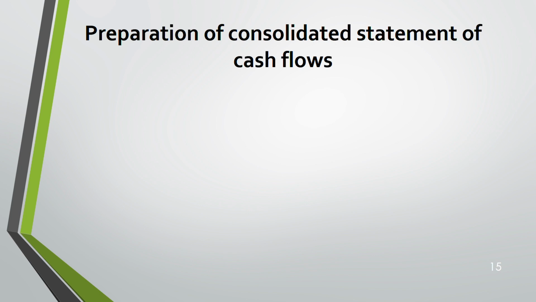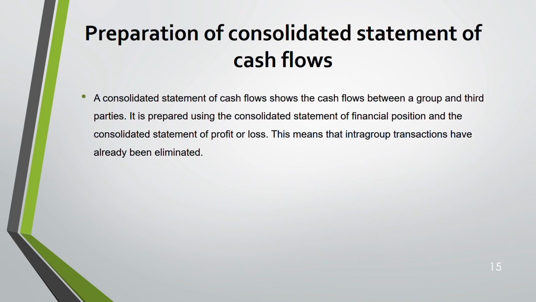So for a consolidated statement of cash flow, you need to know what it includes. A consolidated statement of cash flow shows the cash flow between a group and a third party. So any transactions with your subsidiary are not included in the statement of cash flow. Why? Because they are part of a group. They are intra-group transactions, so you need to eliminate those. Other than your subsidiary, if you are making transactions with associates or any other party, cash flows are included in the cash flow statement.